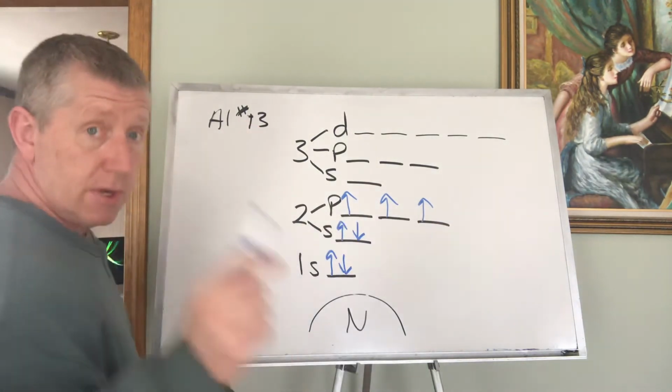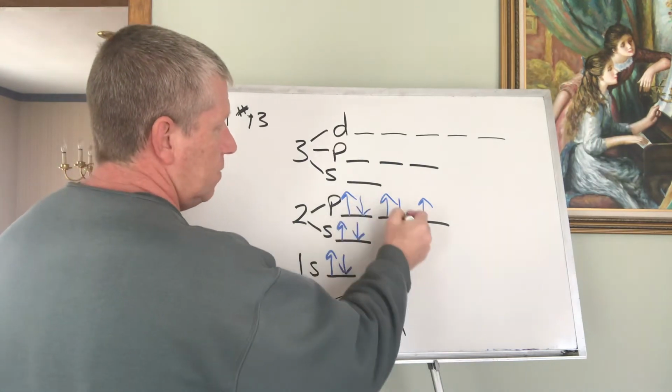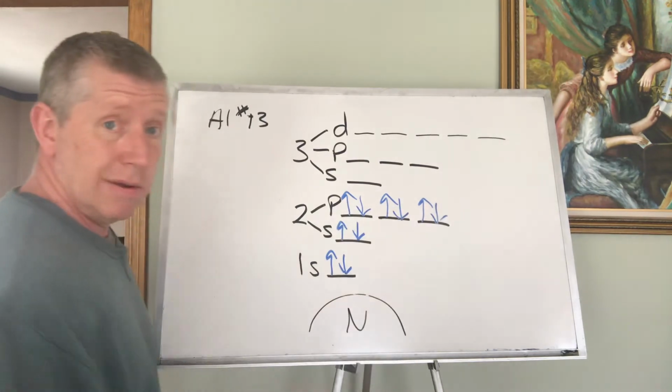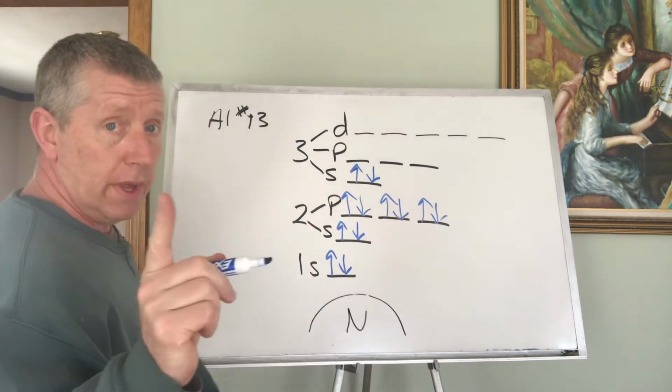I need 13. I have 6 more arrows. I am going to have to fill these spots in because these would fill next. 1, 2, 3, 4, 5, 6, 7, 8, 9, 10, 11, 12, and 1 more electron.